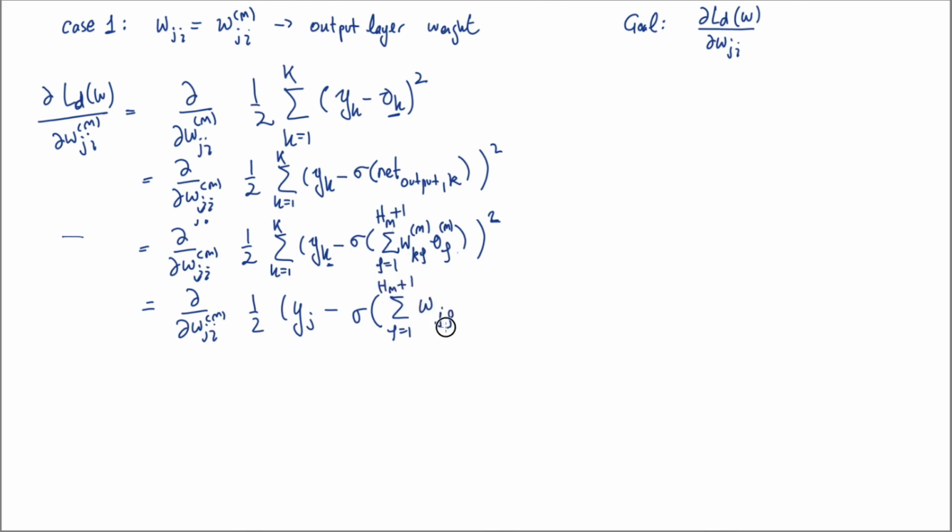Which is WJL, MOLM squared. Okay, so all I've done is this summation goes away because I'm taking derivatives with respect to the jth term, and the jth means the jth node, so we can throw away all the other nodes that aren't equal to j. And so here my weight is just WJL, where L is going from 1 to HM plus 1.